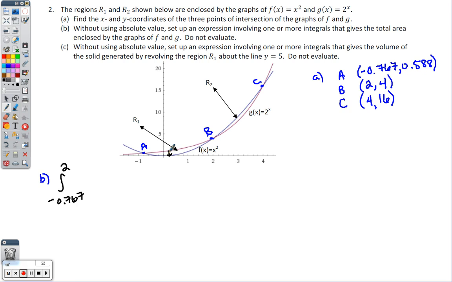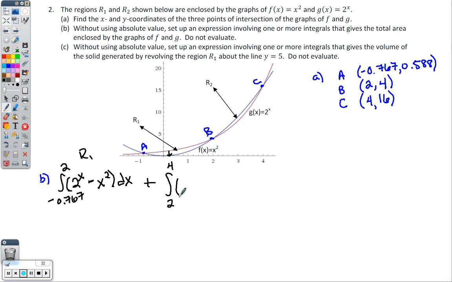And then the top function is the purple one, and the purple one was 2 to the X, down to the blue one, which is X squared dx. And then I'm going to do R2, right? So this one is R1. And then R2 is going to go from 2 up to 4, right?